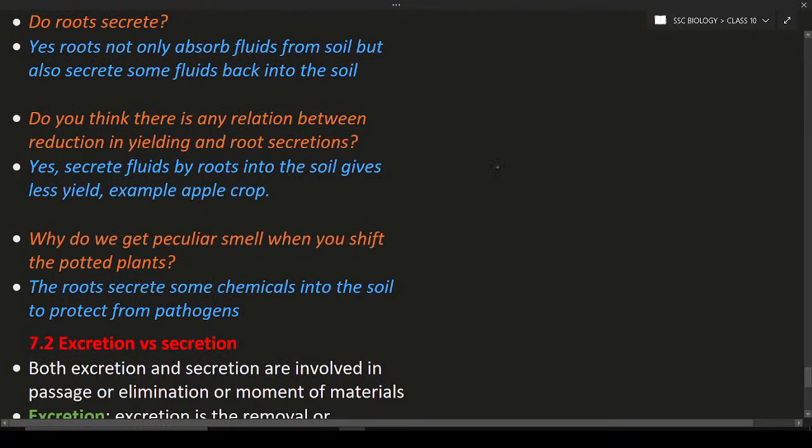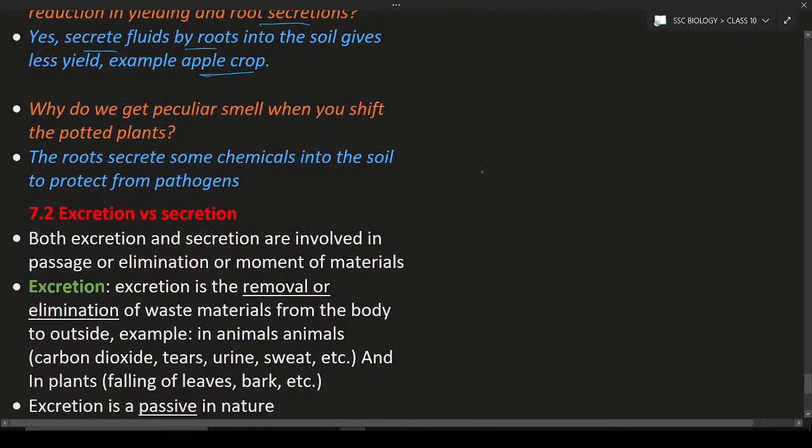So do roots secrete? Yes, the roots not only absorb, but also secrete back into the soil. The next question is, do you think there is any relation between the reduction in yield and root secretion? Yes, the plants secrete fluids through the roots into the soil, so the yield will be very less. Example, apple crop.